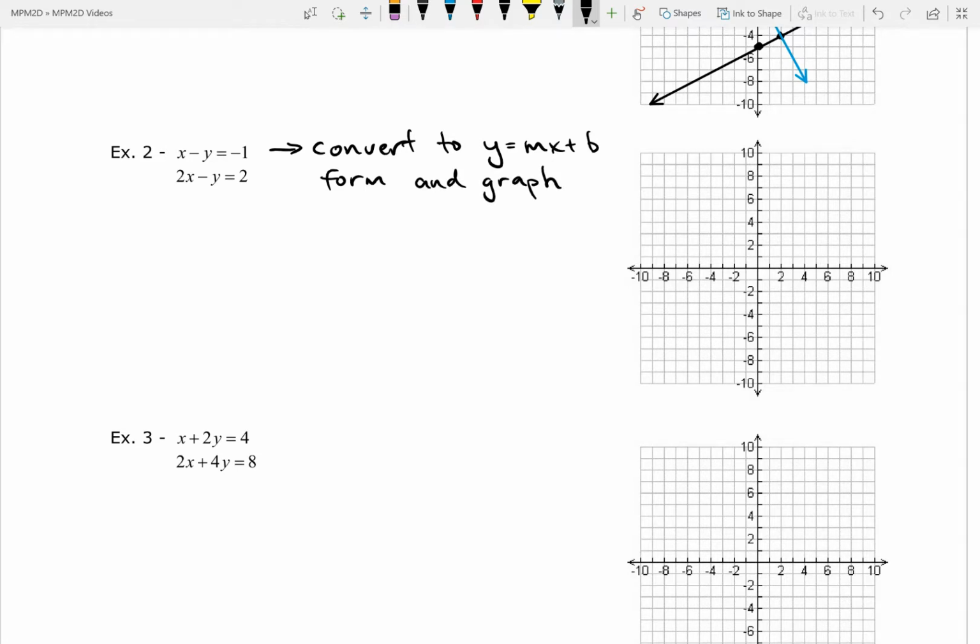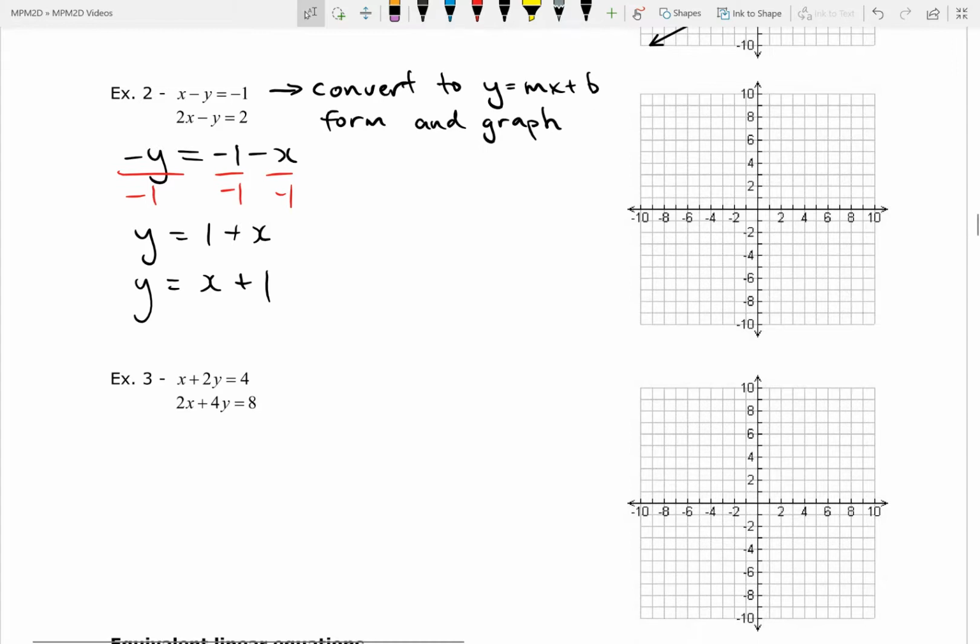So for the first one, x minus y equals negative 1. Well, if I subtract x from both sides of the equation, I would have negative y on the left remaining and negative 1 minus x. Now I don't like that negative y, so I'm going to divide everything by negative 1. And so that will give me positive y. Negative 1 divided by negative 1 is positive 1. Negative x divided by negative 1 is positive x, so 1 plus x. Or you could say y equals x plus 1, just by commuting the x and the 1.